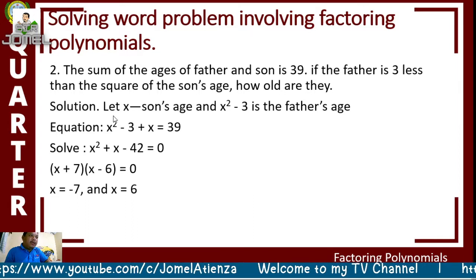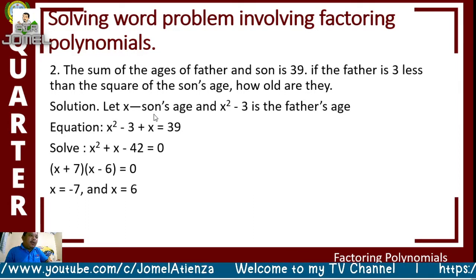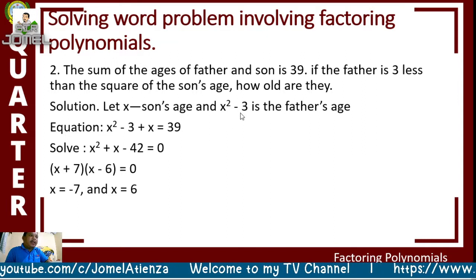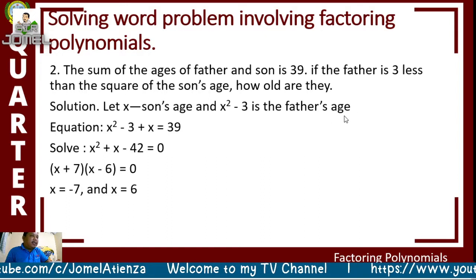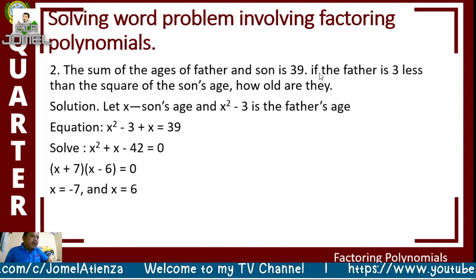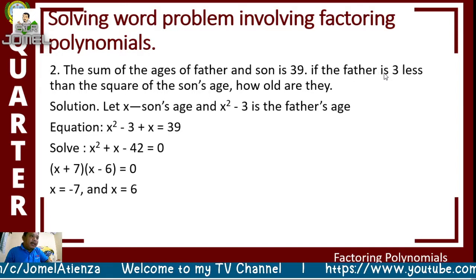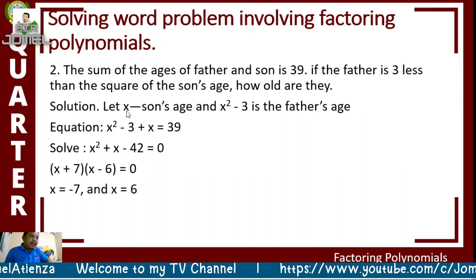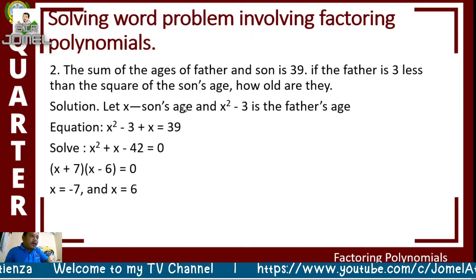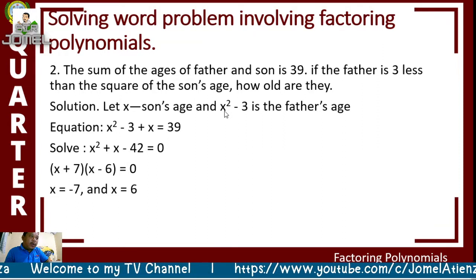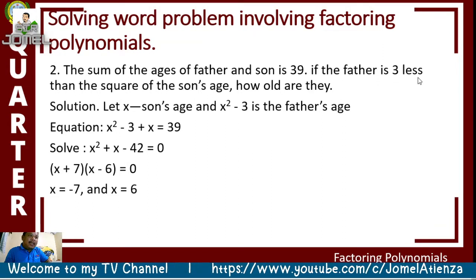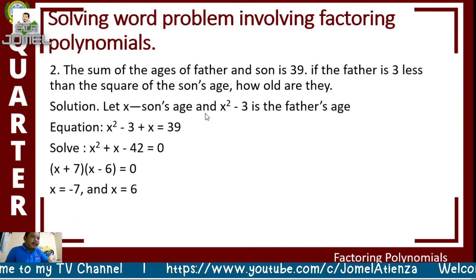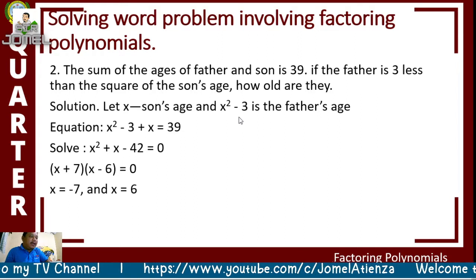So, the solution, let X be the son's age. And therefore, X square minus 3 is the father's age. Kasi, according to this, if the father is 3 less than the square of the son's age, sabi natin ang son's age ay X. So, square of son's age, we have now X square. Ito ay 3 less than, so, therefore, we have X squared minus 3. So, translating algebraic expression lang yan.